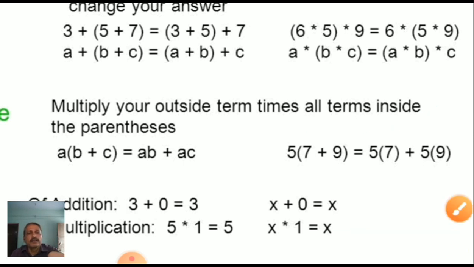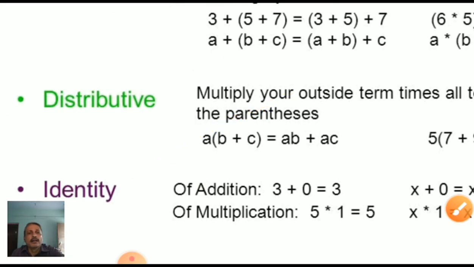Next, let's see what is that identity. No, sorry, distributive property, multiply over, this one is finished. Identity on addition is 0 and on multiplication is 1. Good.